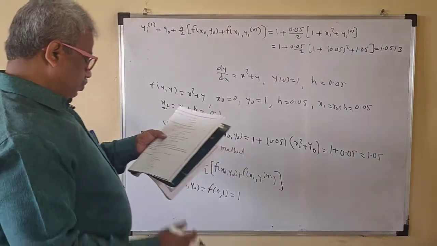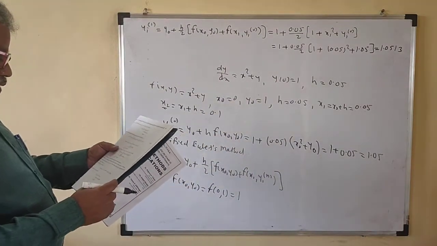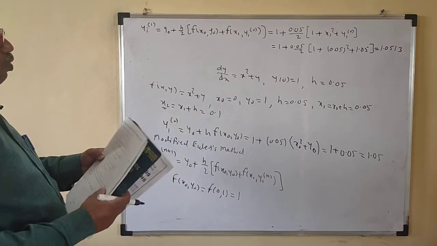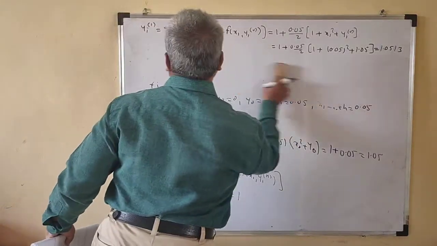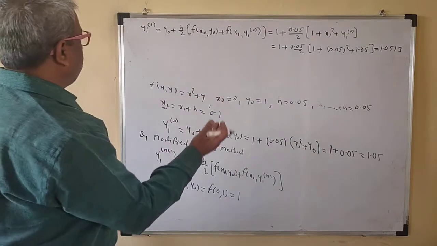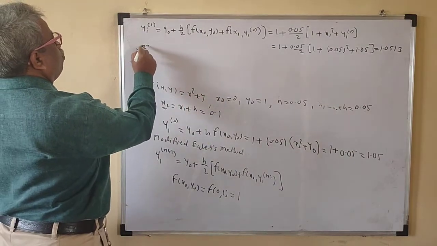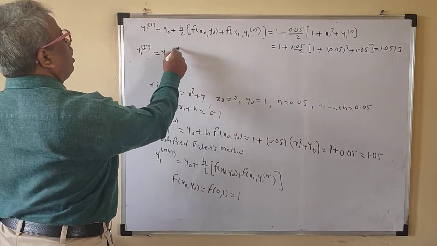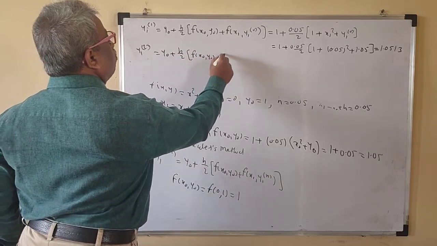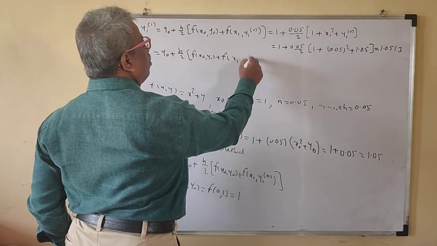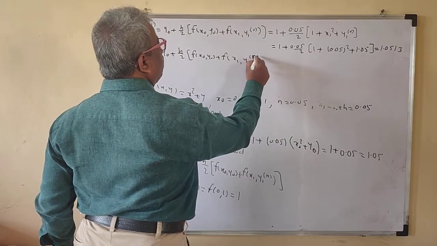0.0513. Okay. So now we will do one more iteration. We will do one iteration or two iterations, we don't know that. So we will go for the second iteration. This is y naught plus h by 2 f of x naught y naught plus f of x1 y1 of 0. y1 of 1 now here.